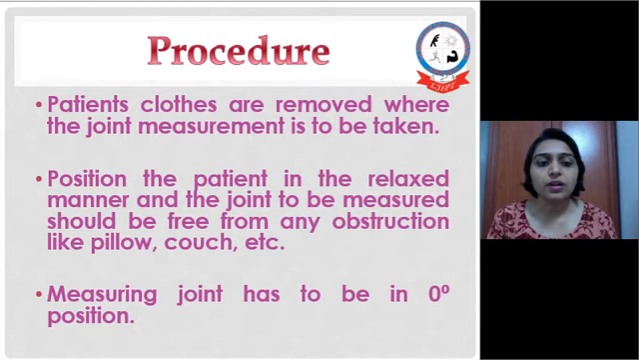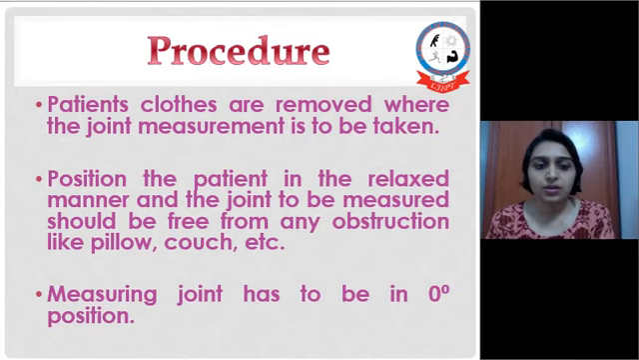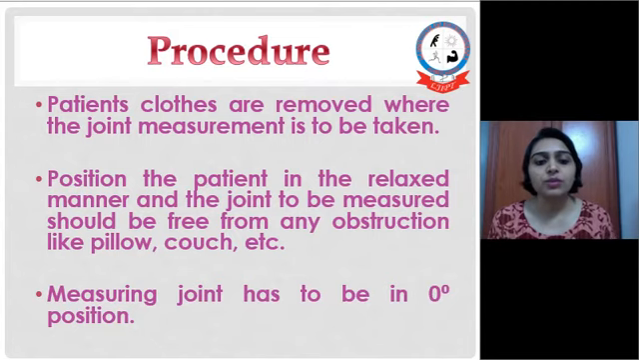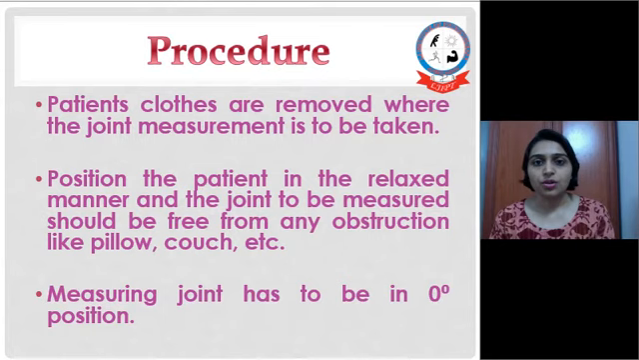Position the patient in a relaxed manner, and the joint to be measured should be free from any obstacles like a pillow, couch, etc. So we have to position the patient in such a way. Then the measuring joint has to be in the 0 degree position when we are starting with the measurement.